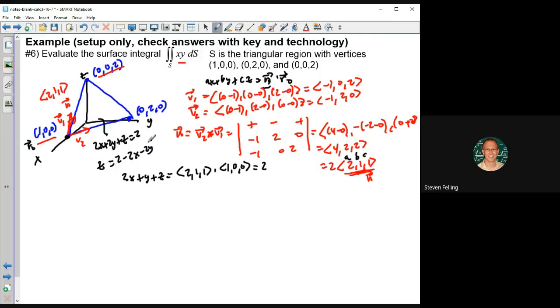Okay, and that means if I want to parameterize that surface, I can pick my position vector to be a function of x and y. And so I'm going to just keep x as x and y as y. I'm going to write z as 2 minus 2x minus 2y. Okay, there's my parameterization. Now that I have a parameterization, I can pick one of the forms.